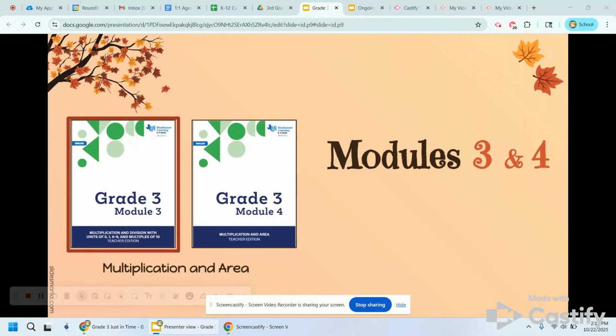So again, for 3rd grade, we have 2 modules we're going to cover, modules 3 and 4. Module 3 is about multiplication and division with units of 0, 1, 6 through 9, and multiples of 10. So this is the second time that we are going back and revisiting the concept of multiplication, but now we're extending it to those harder factors and eventually 2-digit by 1-digit. In just a little bit in the video, we will come back and discuss module 4, which is multiplication and area.